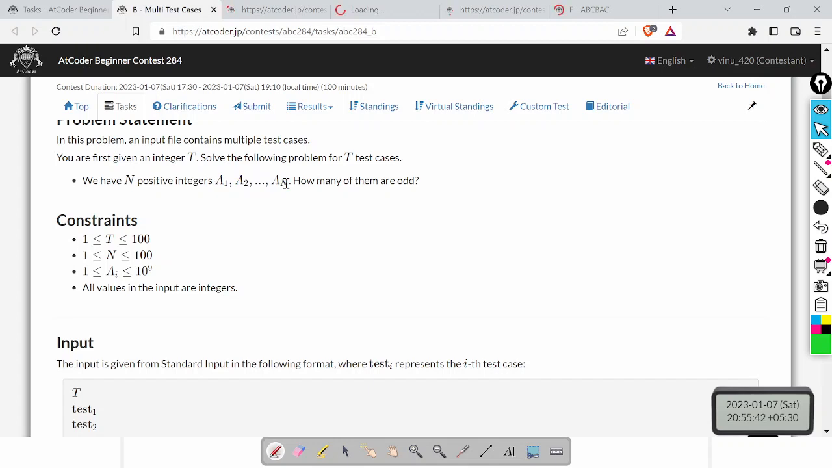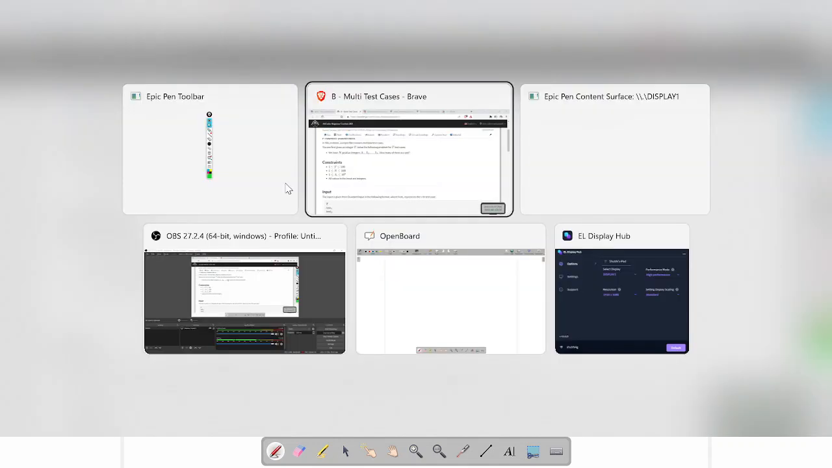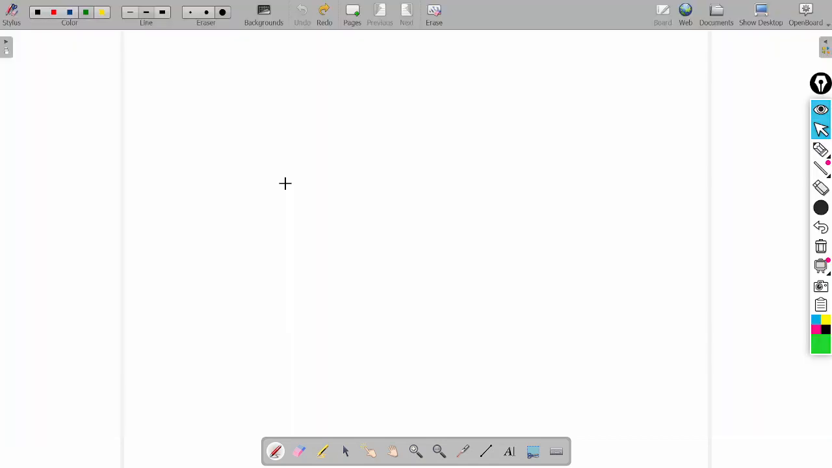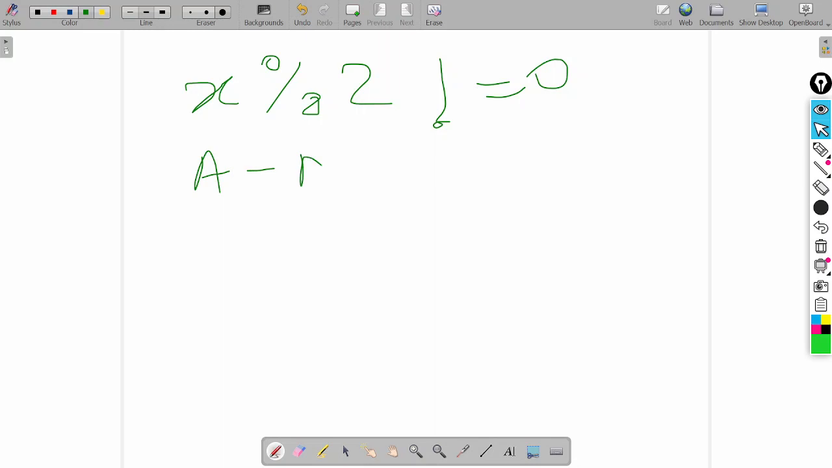So we have to know how to check if a number is odd. A number is odd if it is not divisible by 2, meaning if the number modulo 2 is not 0, then this is an odd number. So in this way we can check if a number is odd or not. In this question we are given an array of size n, and we will simply loop over all the elements and count the number of odd elements by this condition.